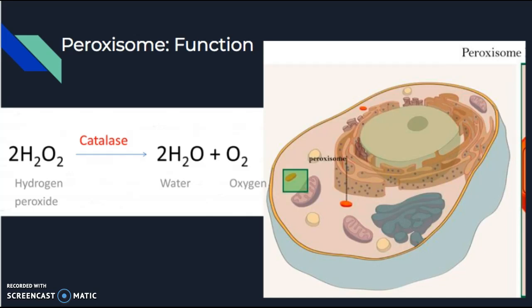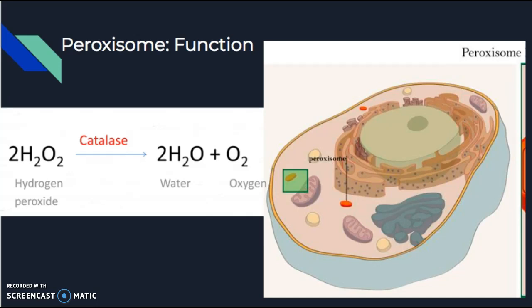This functions to also detoxify alcohol and other harmful compounds by removing the hydrogen atoms and transferring them to oxygen atoms to become hydrogen peroxide, which the peroxisome organelle can then turn into water and oxygen. In the picture to the right, you can see the peroxisome organelle inside a cell.